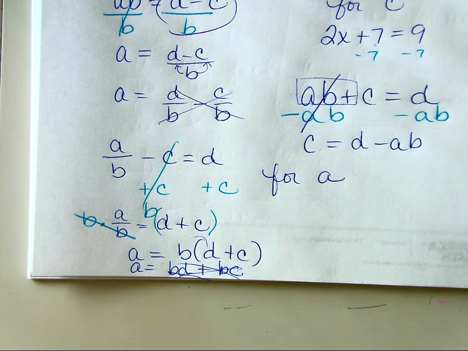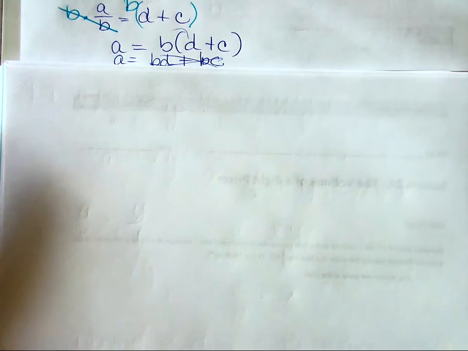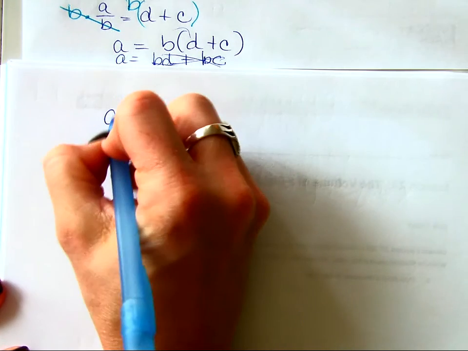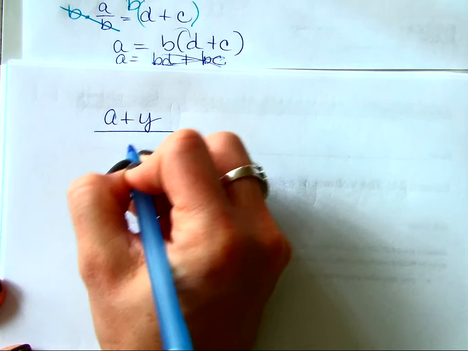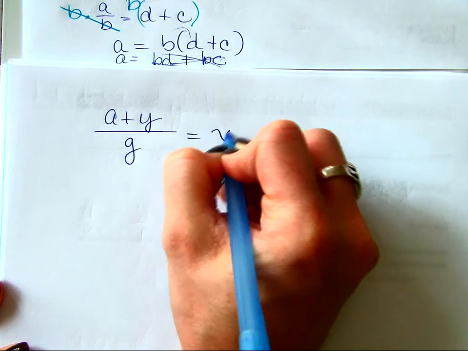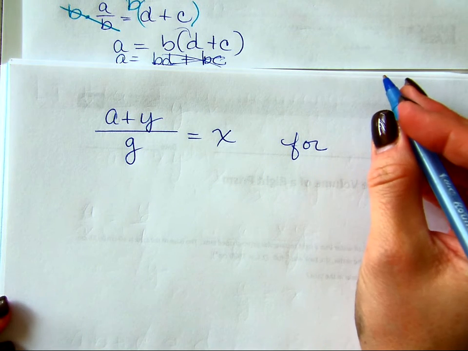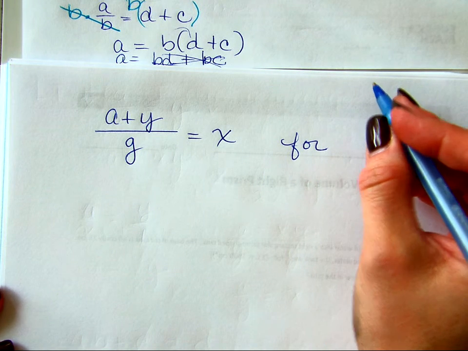The last one, actually I have two more. So let's take a look at this. A plus Y over G equals X. And I want you to solve it for A. Okay.